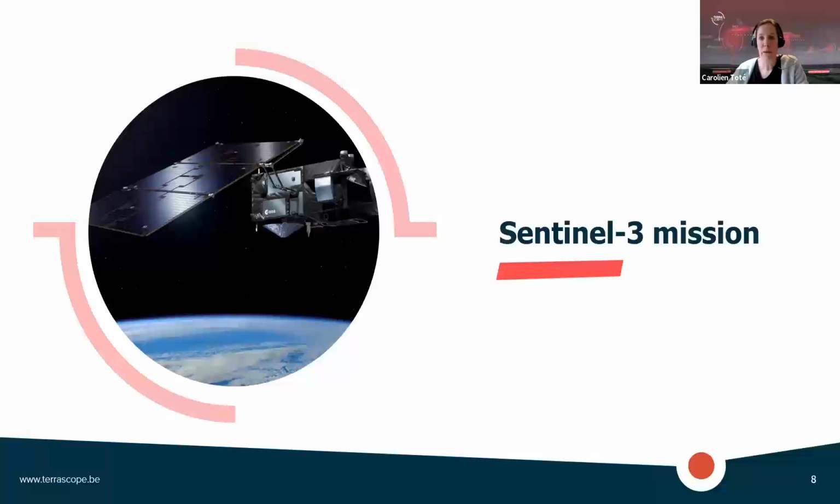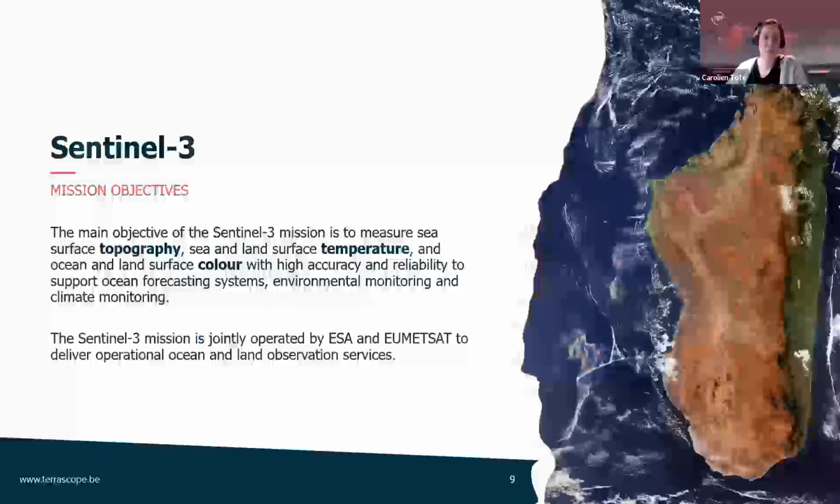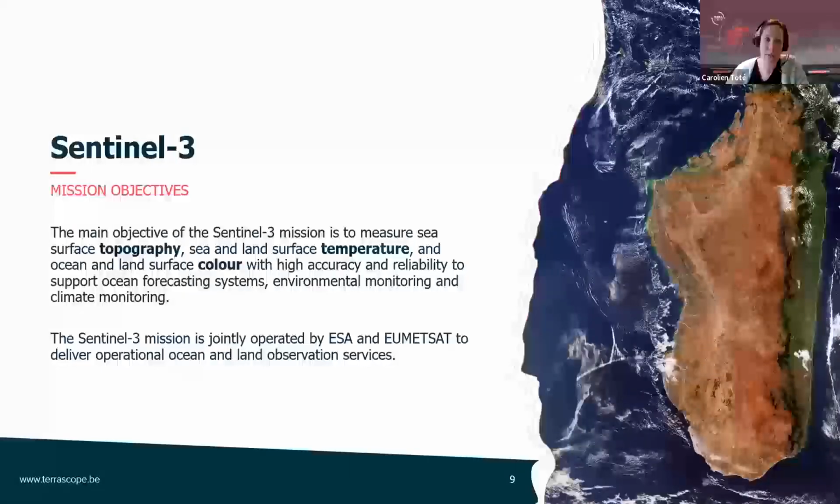So first, some background and details on the Sentinel-3 mission. So the objective of the Sentinel-3 mission is to measure sea surface topography, sea and land surface temperature, and ocean and land surface color with a high accuracy and reliability to support many operational systems. So the Sentinel-3 mission is jointly operated by ESA and EUMETSAT, where ESA is mostly focused on the land products and applications, and EUMETSAT on ocean products and applications.